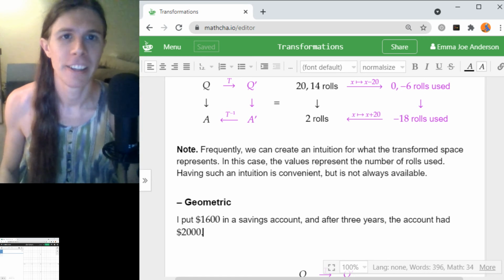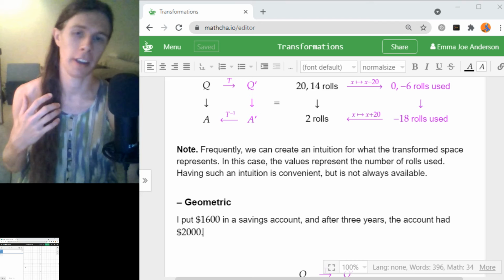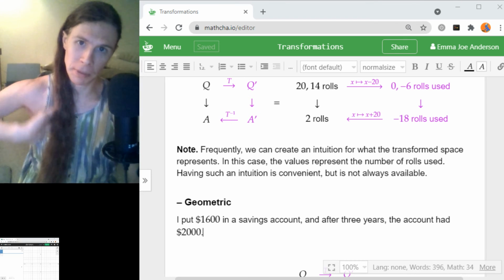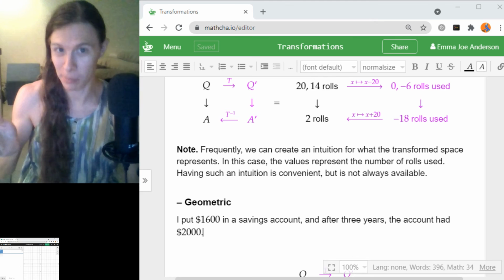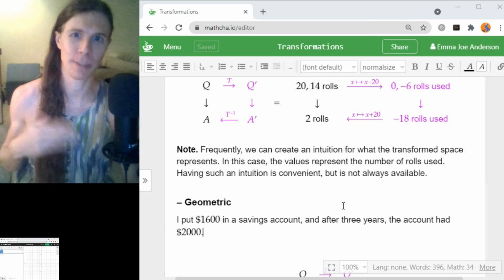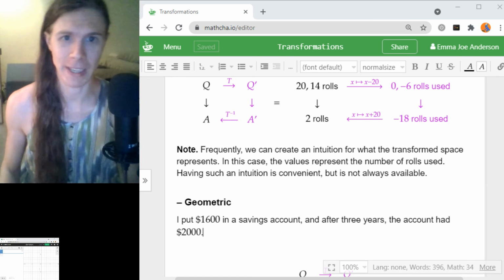So, let's consider a geometric sequence. To be clear, this is not a geometric problem. It is still an arithmetic problem, but we're going to be solving one that has a geometric sequence where the last one was an arithmetic sequence.